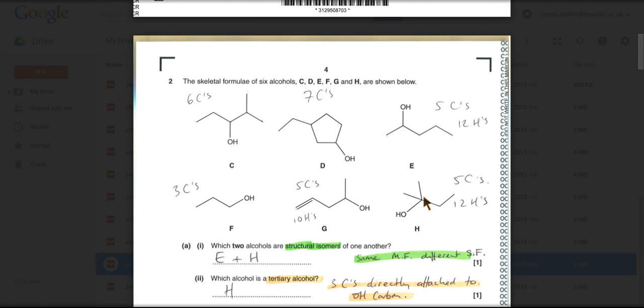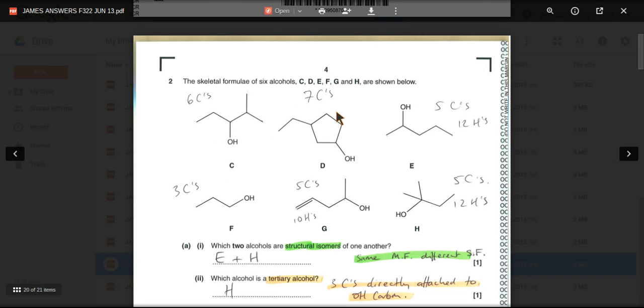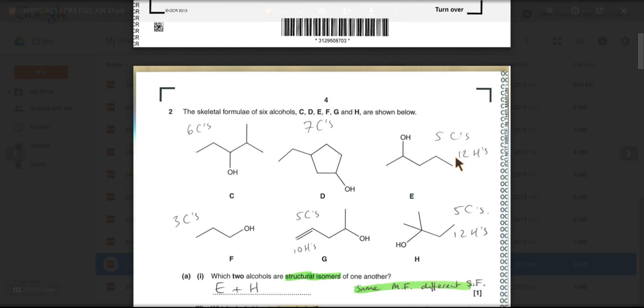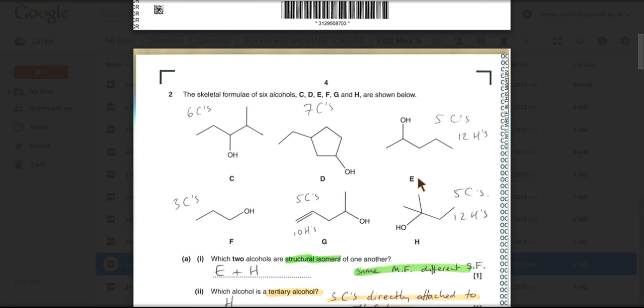Which 2 alcohols, this is AI, are structural isomers of one another? So they've got to have the same molecular formula, different structural formula. So we're looking at the 5s here, aren't we? So it's either this one, or this one, because these have all got different carbons in them. So that's why I've gone and worked out the H's. So this is 5 C's, 12 H's. So is that one. This has only got 10 H's because of the double bond. So they must be your structural isomers because we've got the same number of carbons, hydrogens, and oxygen.